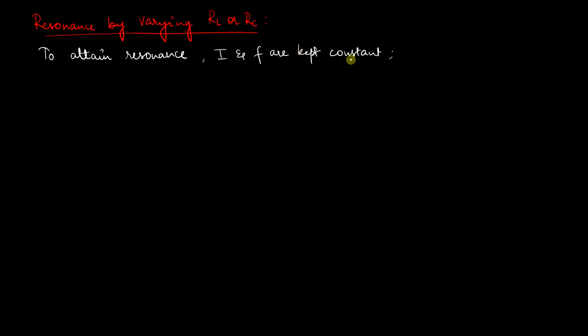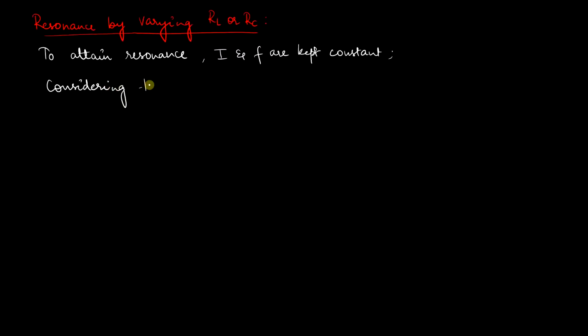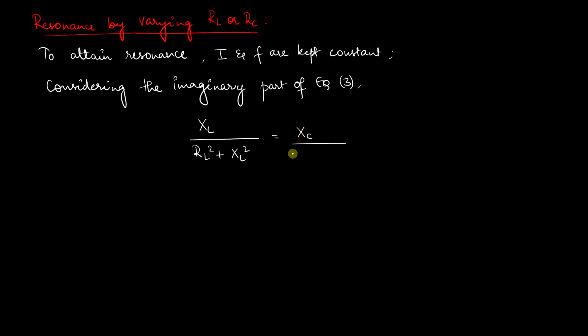Again, let us consider the imaginary part of the equation corresponding to the admittance, that is this equation. Considering the imaginary part, we have XL divided by RL square plus XL square equal to XC divided by RC square plus XC square. If you are varying the value of resistance RL, you are supposed to compute that value of RL. If you are varying the value of RC, you are supposed to compute the value of RC. Let me first consider that I am computing the value of RL. The first thing you need to do here is just cross multiply these parameters and compute the value of RL. So let me cross multiply this.